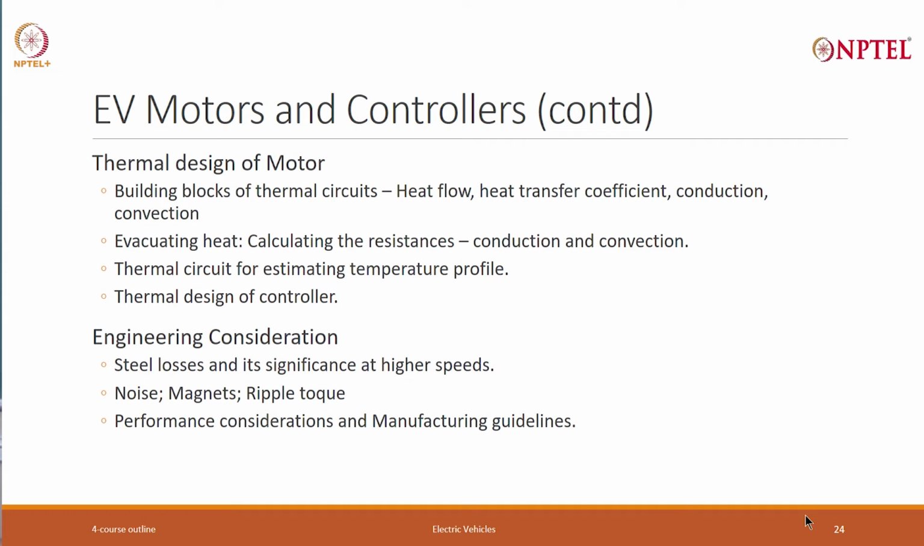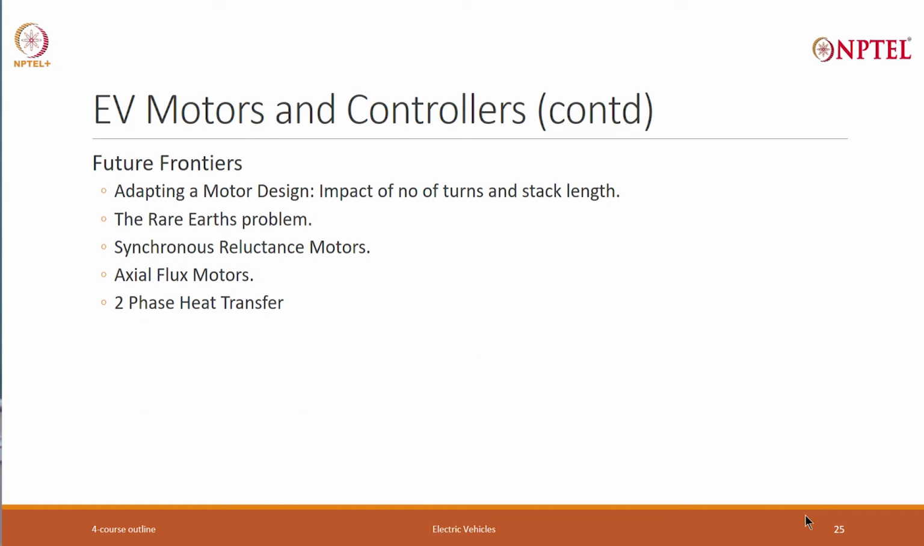We will then take into account engineering conditions to determine steel losses in a motor and their significance at higher speeds, noise, magnets, ripple torque, performance considerations and manufacturing guidelines. And finally, future frontiers of EV motors and controllers: adapting a motor design, impact of number of turns and stack lengths, the rare earth problem, synchronous reluctance motor, the next generation motors, and axial flux motors and 2-phase heat transfers.